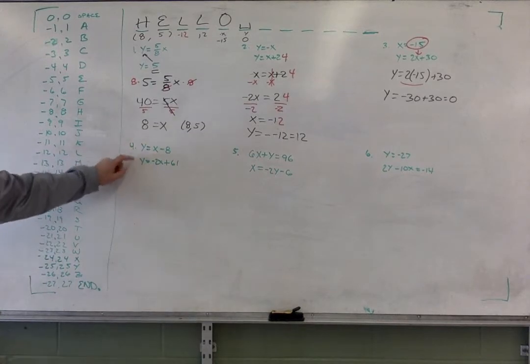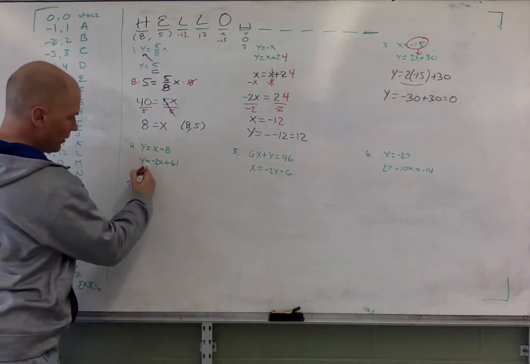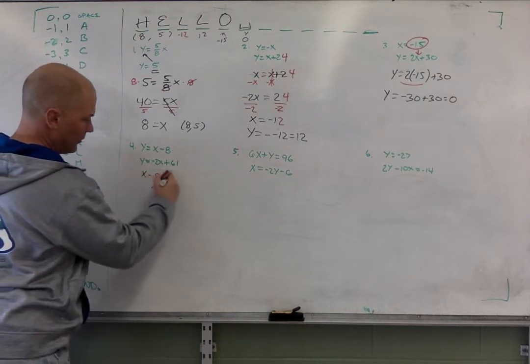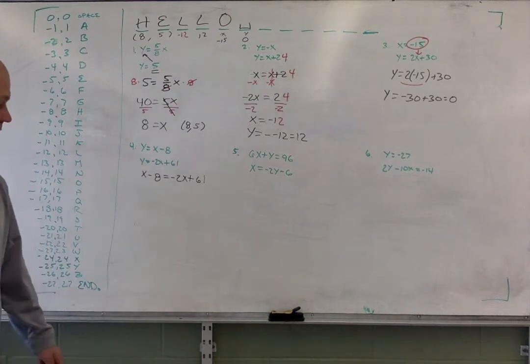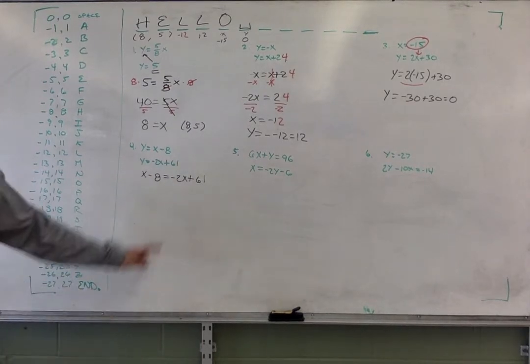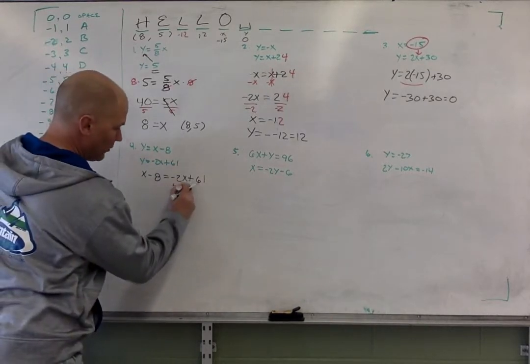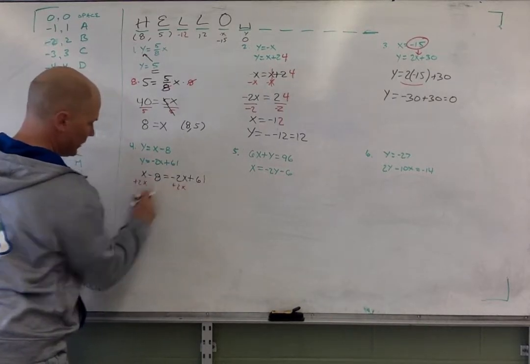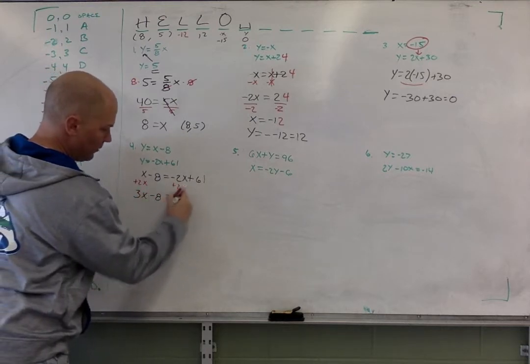We have two y's here. We're going to have to set the two equations equal to each other. x minus 8 equals negative 2x plus 61. We need to move the x's to one side and the numbers to the other. I'm going to start by moving the x's to the left, so I'm going to add 2x to both sides. So I'm going to get 3x minus 8 equals 61.